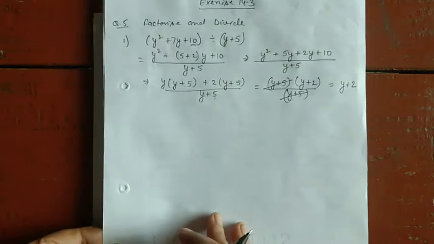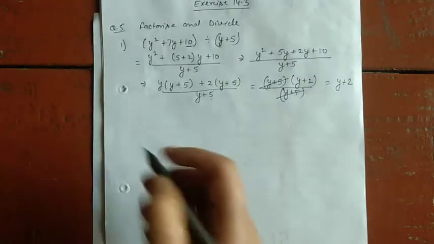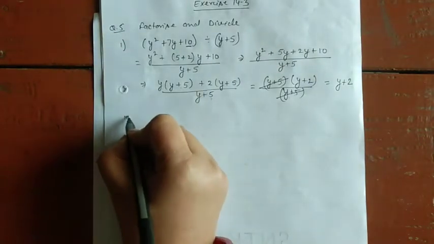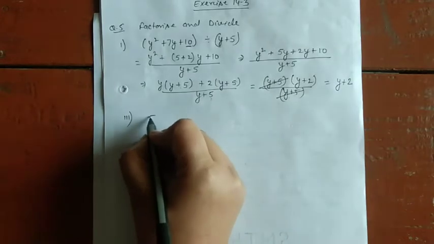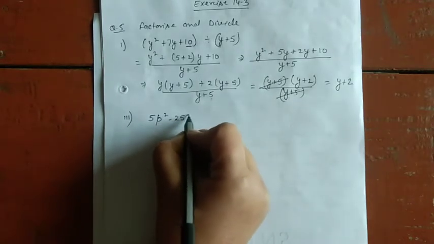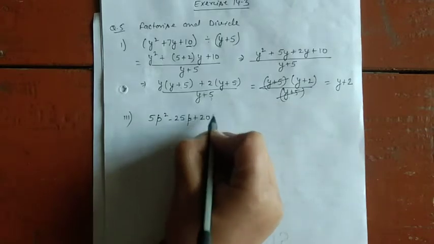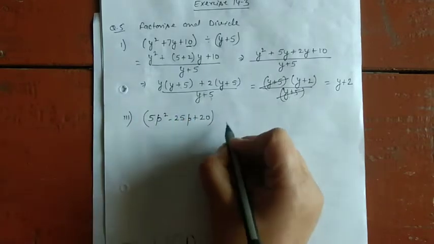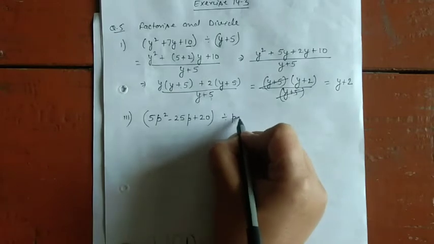Okay, now let us take one more part. Just see the third part. In the third part we have 5p square minus 25p plus 20. This needs to be divided by p minus 1.